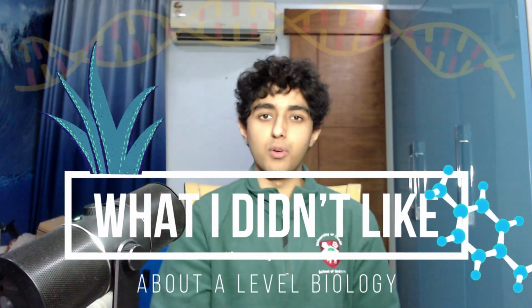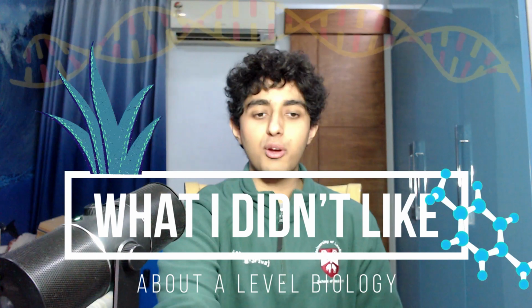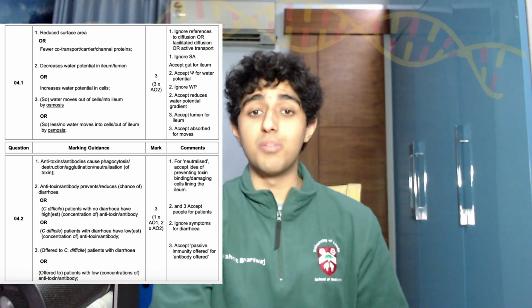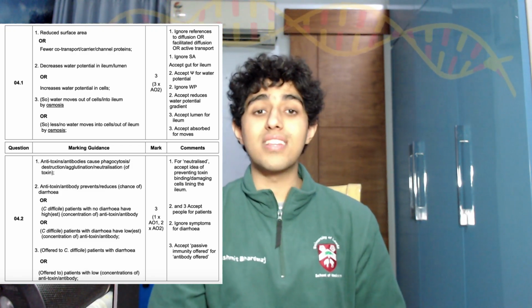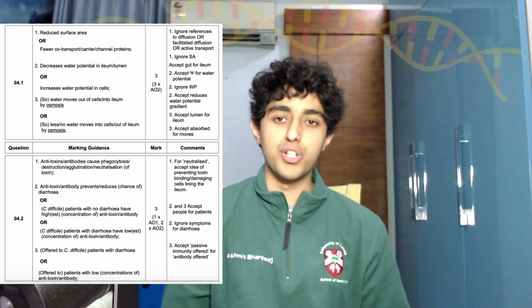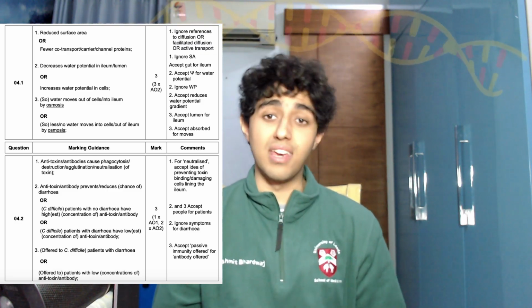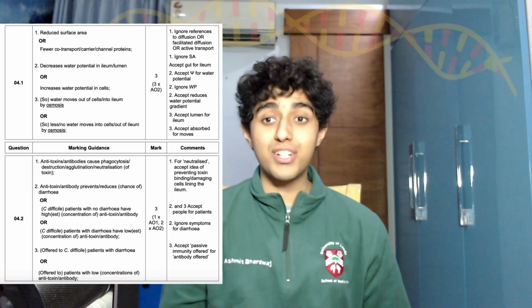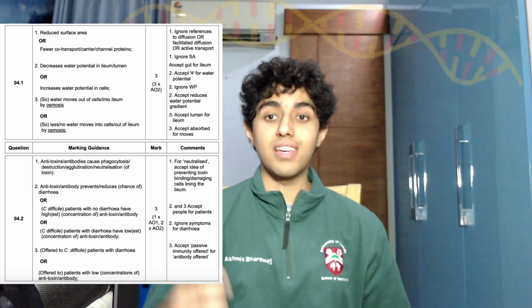So I'm now going to talk a bit about what I didn't like about A-level biology. From the question that we just had a look at, I'd like to talk about the mark scheme. Now the mark scheme, as you can see, it's actually really, really specific. They want you to use certain key terms and certain key words, which is why at A-level biology, you cannot be too vague. You have to be really, really specific with how you answer each question. They want you to say specific keywords, key terms, in order for them to give you that mark.